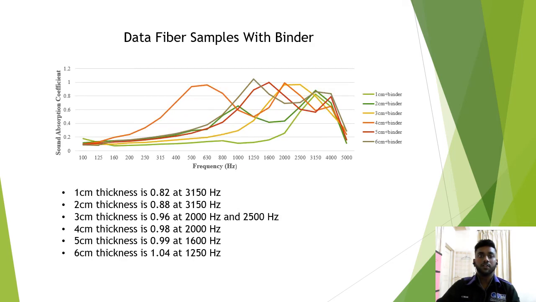So this is the data for the fiber sample with binder. For 1 cm thickness is 0.82 at 3150 Hz, 2 cm thickness is 0.88 at 3150 Hz, 3 cm thickness is 0.96 at 2000 Hz and 2500 Hz, 4 cm thickness is 0.98 at 2000 Hz, 5 cm thickness is 0.99 at 1600 Hz, and 6 cm thickness is 1.04 at 1250 Hz.